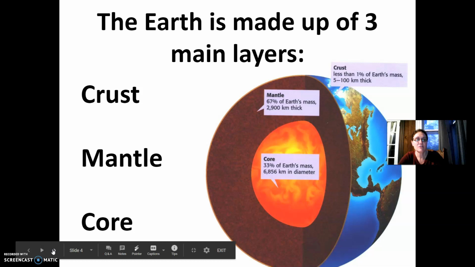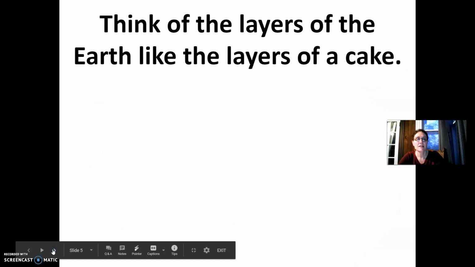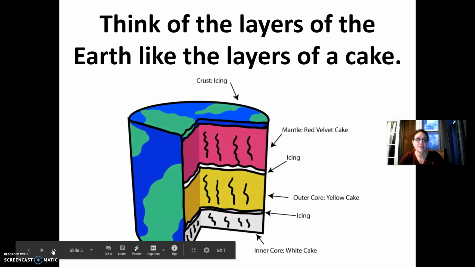Mantle is 67% of Earth's mass, 2,900 kilometers thick. The core is 33% of Earth's mass, 6,856 kilometers in diameter. Think of the layers of the Earth like the layers of a cake. You have the crust, which is the icing, the mantle, which is a red velvet cake, and then you have more icing. The outer core is the yellow cake, and then the inner core is the white cake.